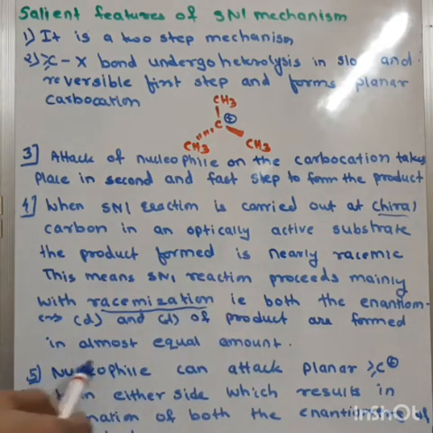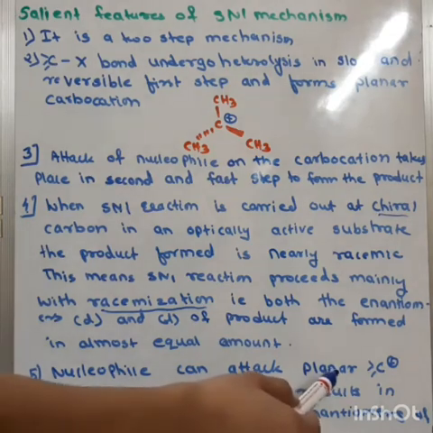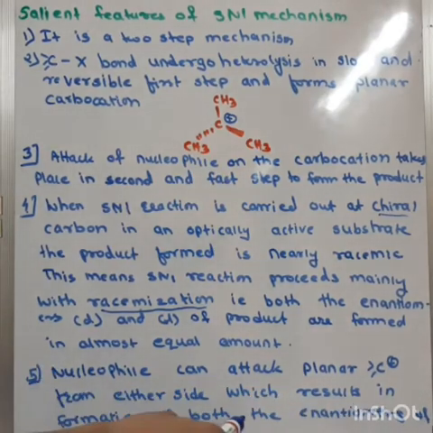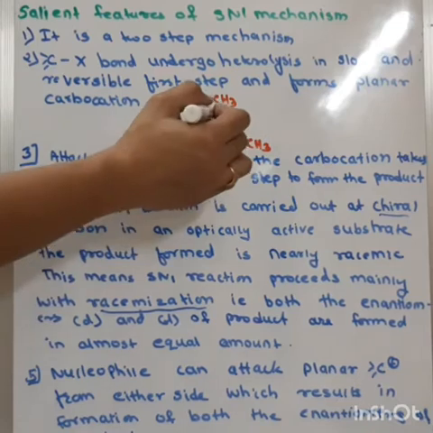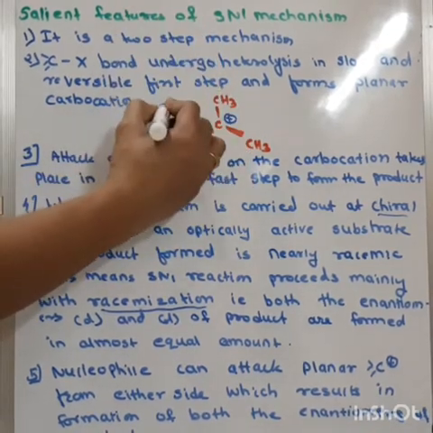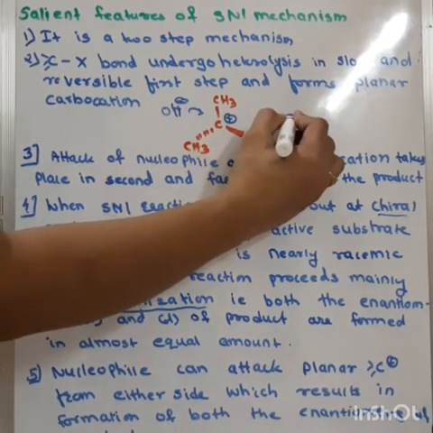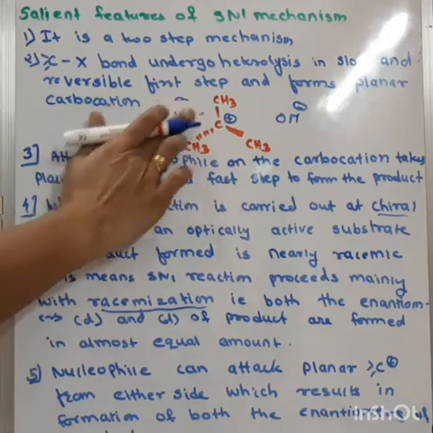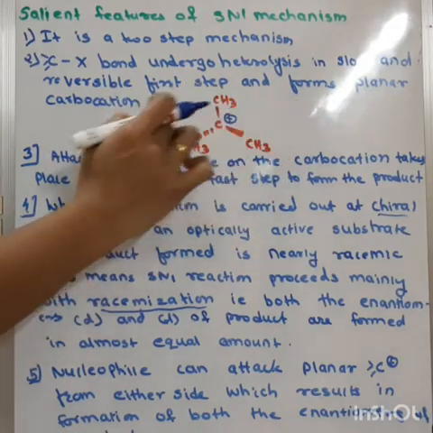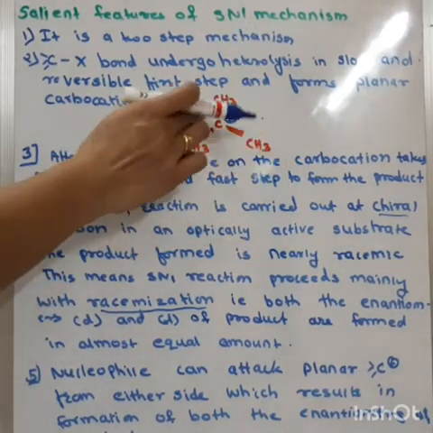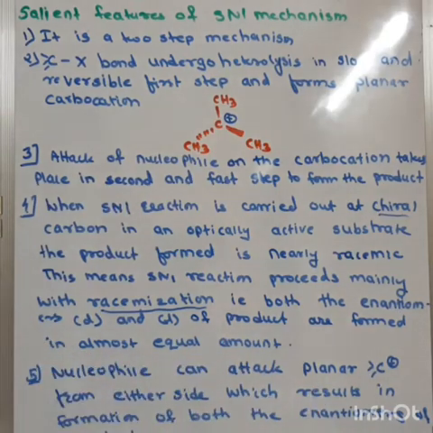amount. Fifth one, the nucleophile can attack the planar carbocation from either side, which results in the formation of both the enantiomers. So at this carbocation, the nucleophile, that is OH minus, can attack from this side also and from this side also. So therefore, as the nucleophile can attack this carbocation from either side, two enantiomers are formed as a product. So these are the salient features of the SN1 reaction mechanism.